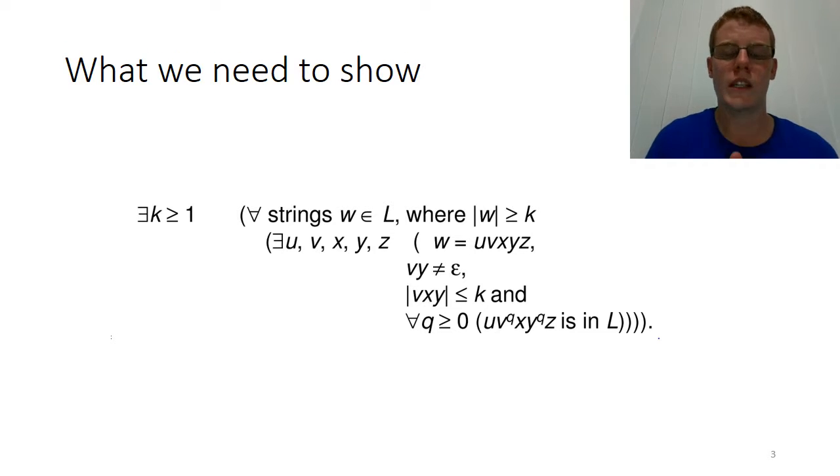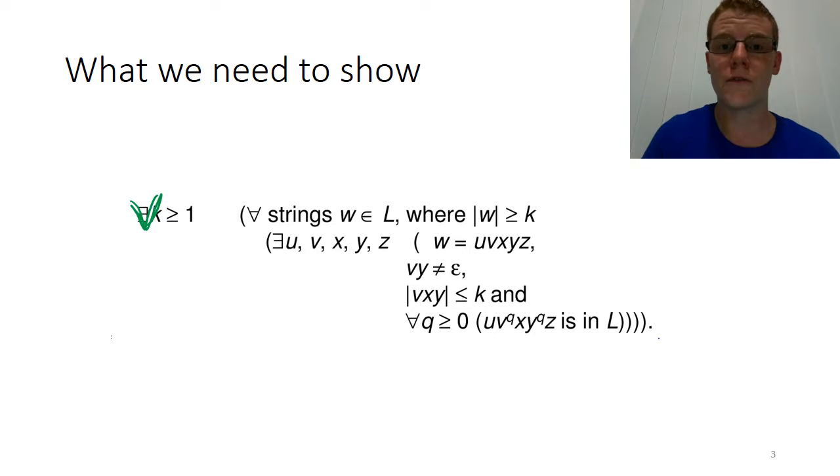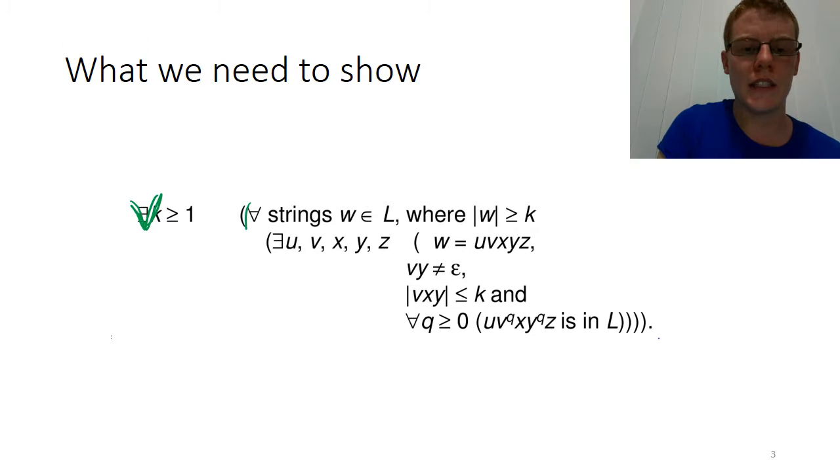So what we need to do is take our language and then prove that this statement here is false. When we falsify statements with existential and universal quantifiers like this, we end up swapping all of them and then we negate all of the parts. So we need to show that for all k, which is why when we do our proofs we don't pick a particular k, we just use k in the proof so that we can substitute any value we want, that there is a string in the language. So that's why we only need to pick a particular string that works for any k.